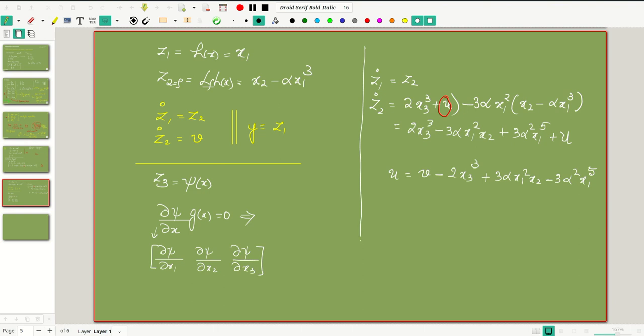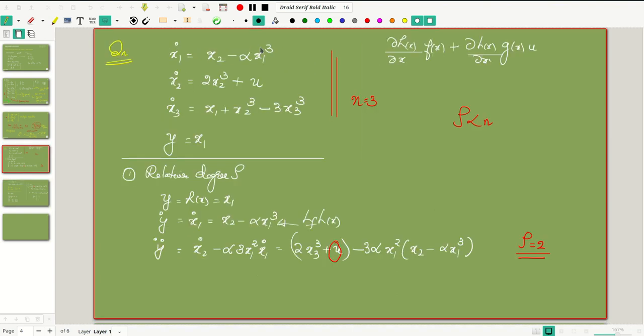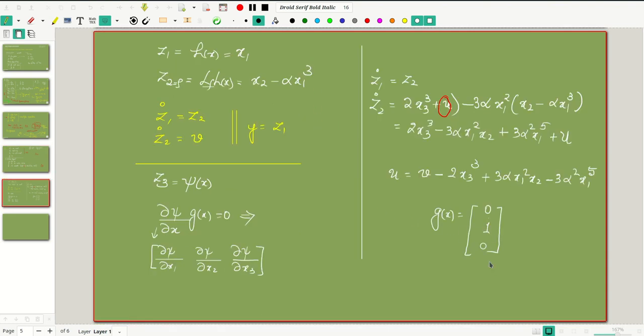So this is our calculation side. What is g of x? If you look at the problem, g of x is actually 0, 1, 0. See, here I don't have a g of x into u, so here it is 0. Here I have 1, and here there is no u term, so here also it is 0. So g of x is 0, 1, 0. So it is something like this, 0, 1, 0 should be equal to 0. So I should choose some psi in such a way that this product should be equal to 0.